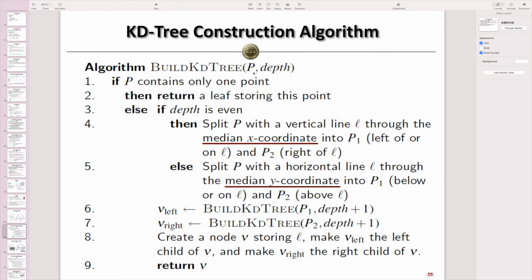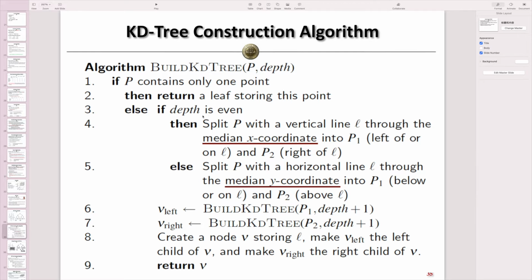So let's take a look at how this algorithm works. According to the algorithm, the first clause we have here is: if P contains only one single point. In other words, this region or this space contains one single data point, then we can construct a leaf node storing this data point. So this is one condition. If P contains one single point, then we do this operation. Otherwise, here we have this else, which corresponds to this if.